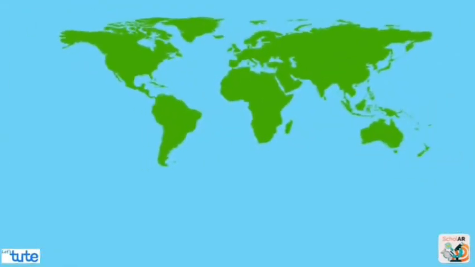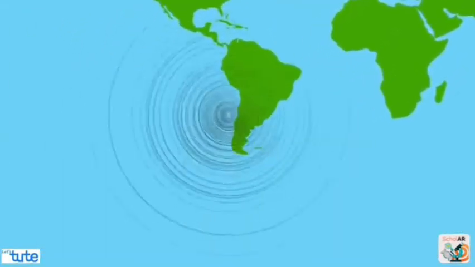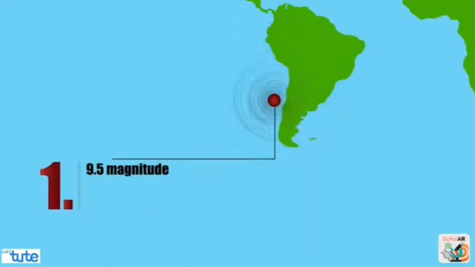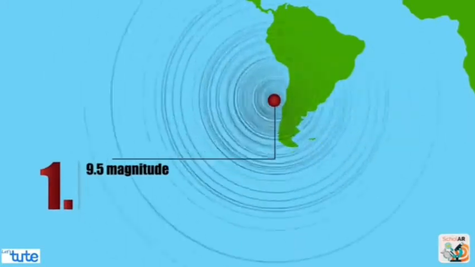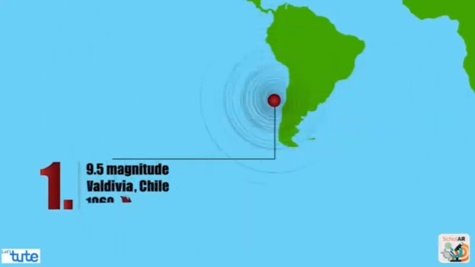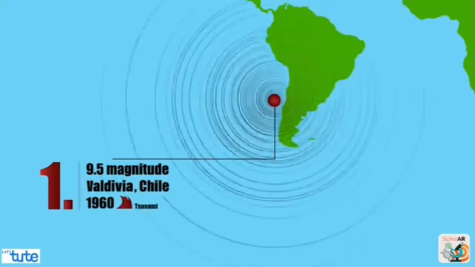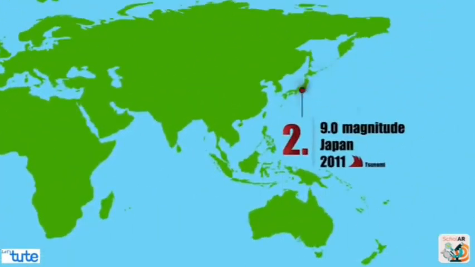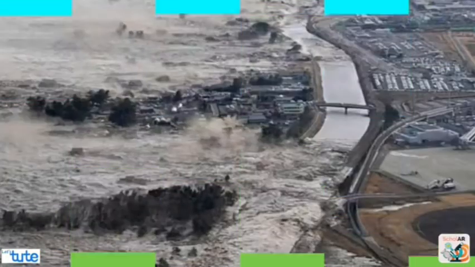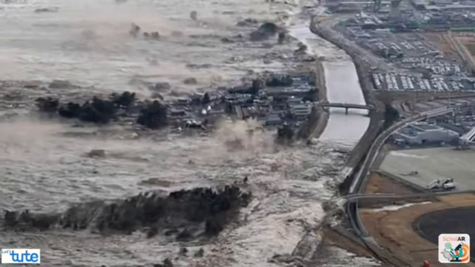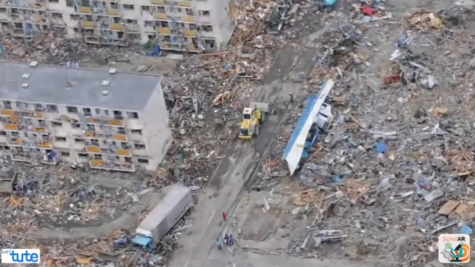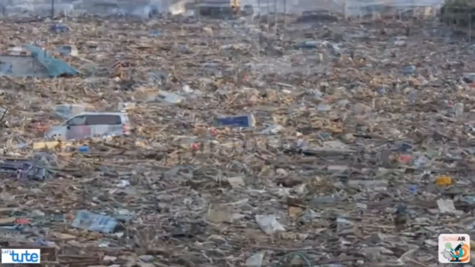The most horrifying earthquake recorded to date was of magnitude 9.5 out of 10. This happened in Valdivia in southern Chile in 1960. Another one that happened in Japan in the Tohoku region was of magnitude 9.0, on March 11, 2011. This earthquake caused massive damage and destruction and took nearly 16,000 people's lives.